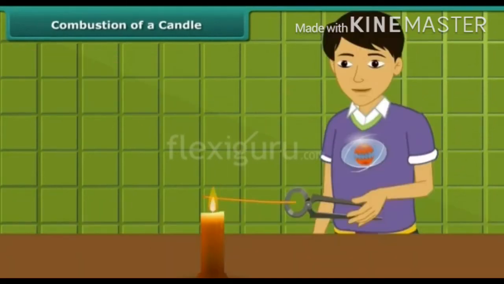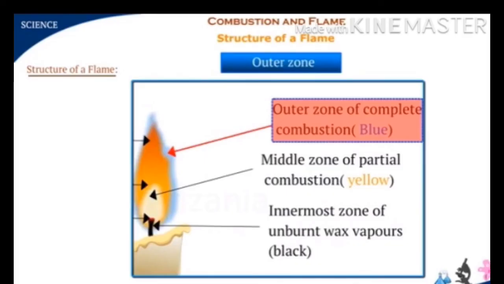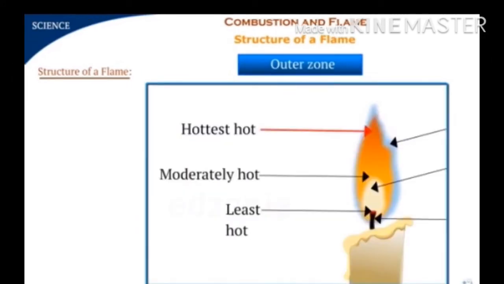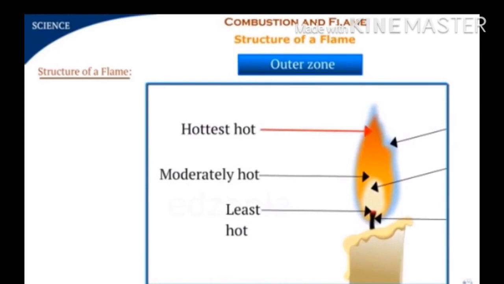which means the copper wire takes the least time to become red hot when introduced into the outermost, that means the non-luminous zone of the flame, as this zone has the highest temperature. From this activity, we can conclude the non-luminous zone of the flame has a higher temperature. This part of the flame is the hottest part. Hope you understood.